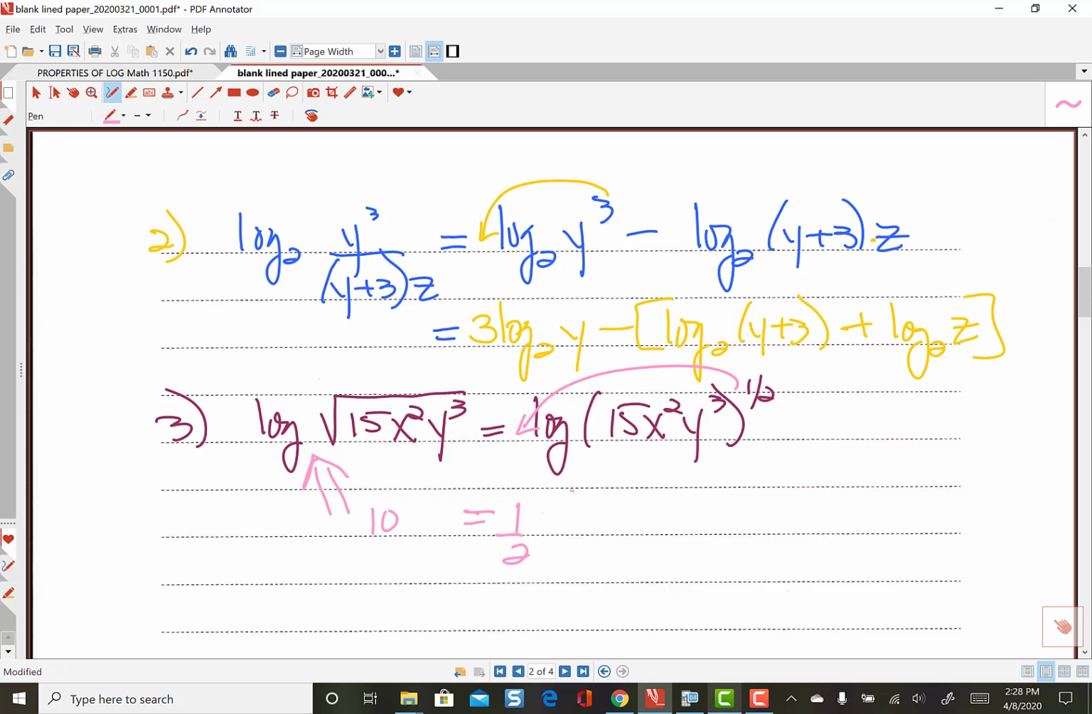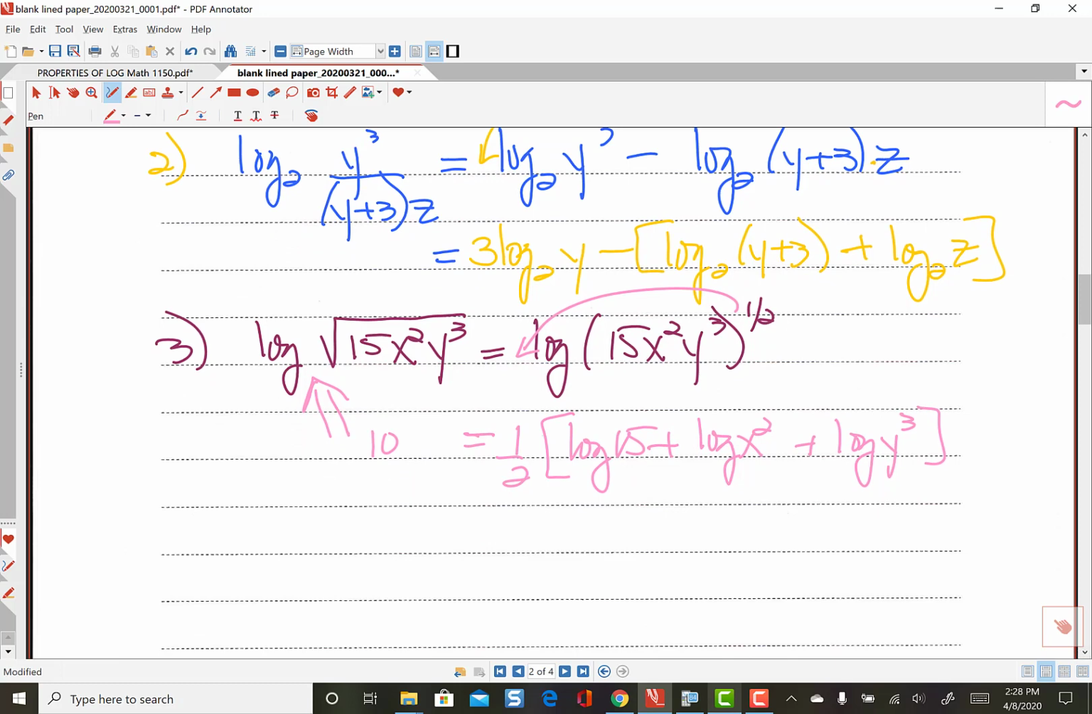So I'm going to have 1/2 the log of 15 plus the log of x squared plus the log of y cubed. And lastly, let's move those exponents out in front. So I would have 1/2 log of 15 plus 2 log x plus 3 log y. All right. Now, one more here.